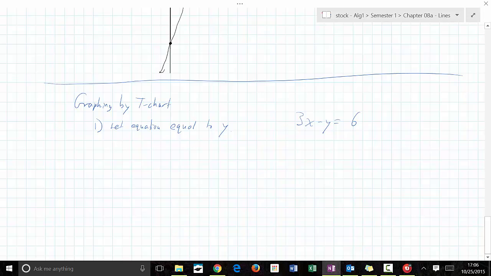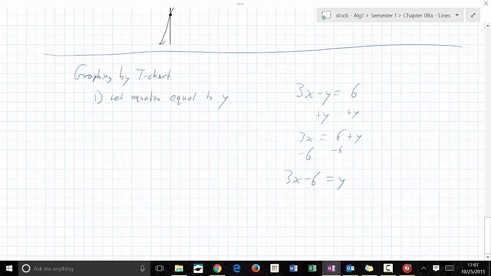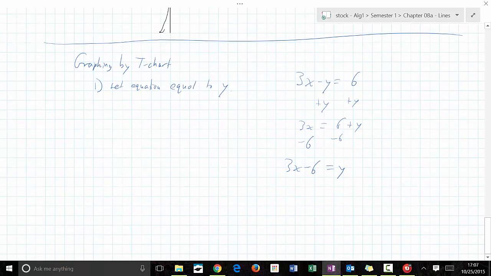So I'm going to set the equation equal to y. I'm going to get the y by itself. So basically I'm going to add y to both sides, and I get 3x is equal to 6 plus y. Then I'm going to subtract 6, and I get 3x minus 6 equals y. So I've got the equation equal to y. Step 2 is the t-chart.